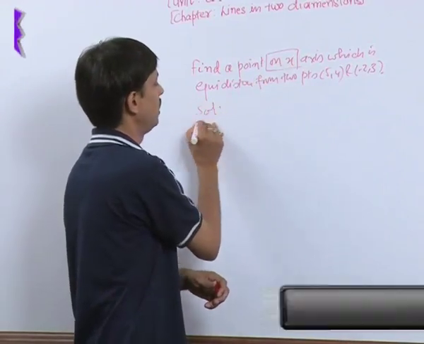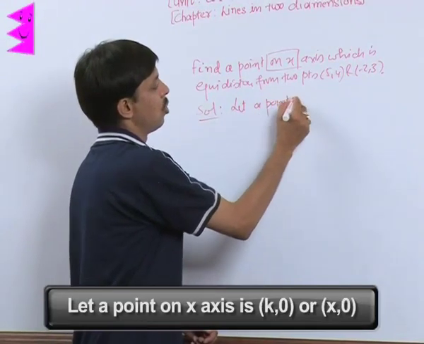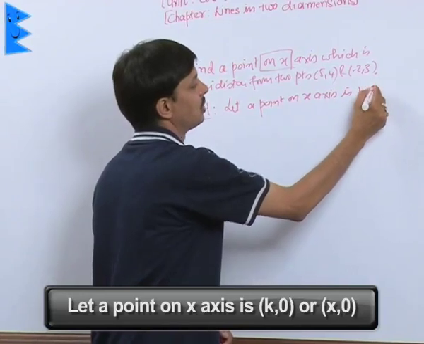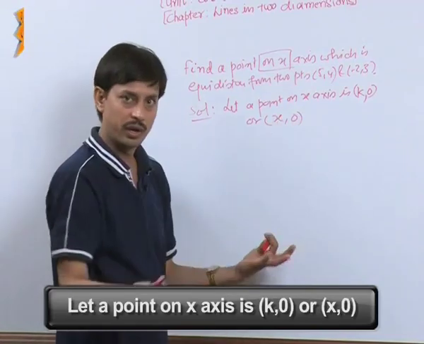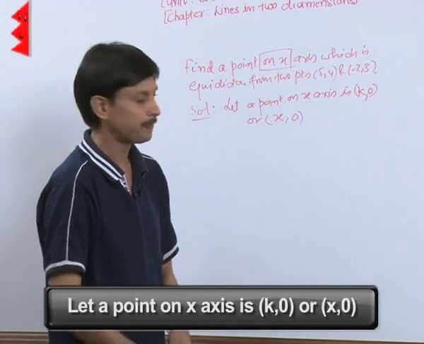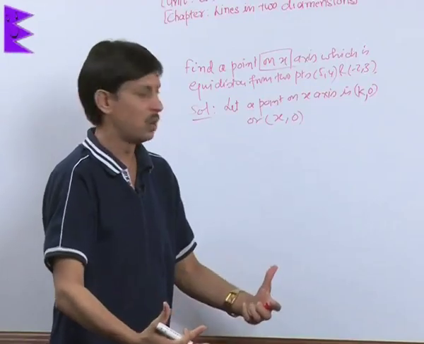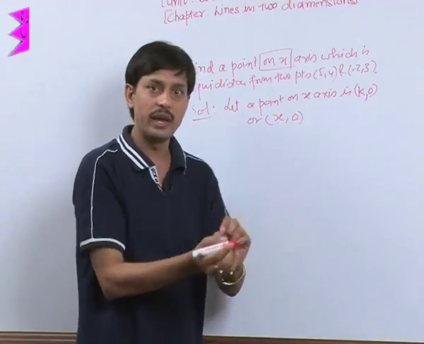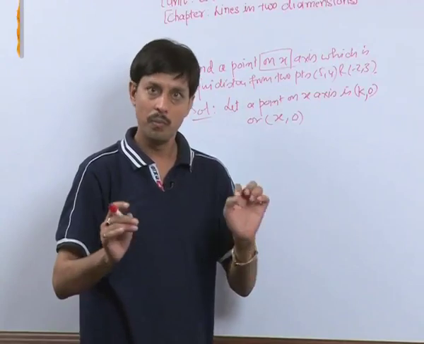So for the solution, let a point on the x-axis be (k, 0), or you can mention on the x-axis (x, 0). It's your choice. Whatever constant, whatever value of x you want to opt, you can opt. Let a point on the x-axis be (k, 0) or (x, 0), where the ordinate is 0, because on the x-axis the ordinate, meaning the value of y, is always 0, always.